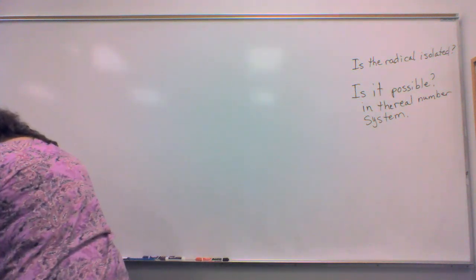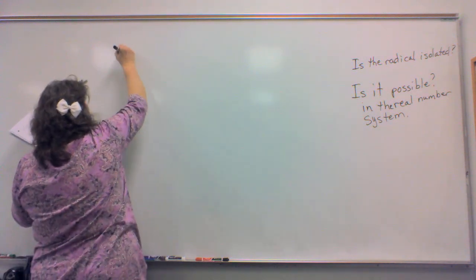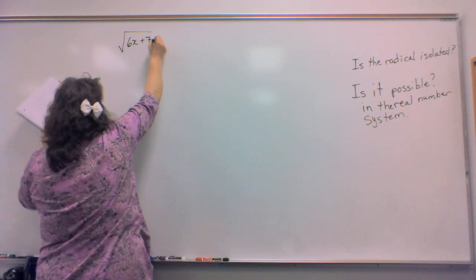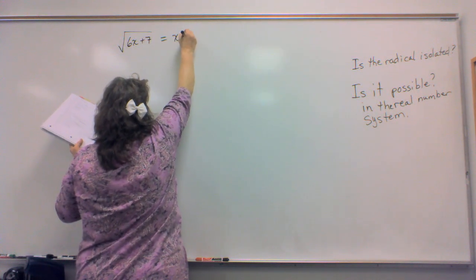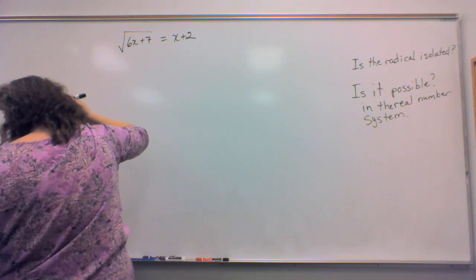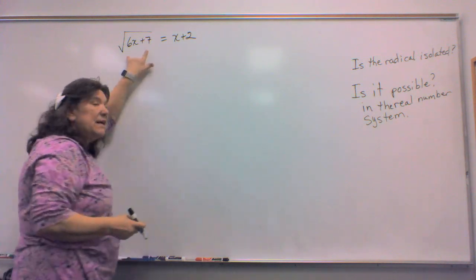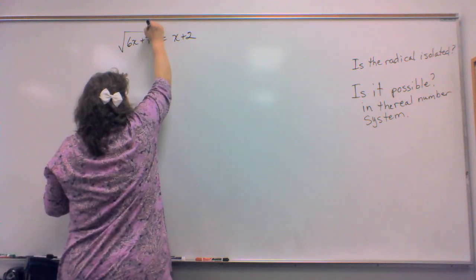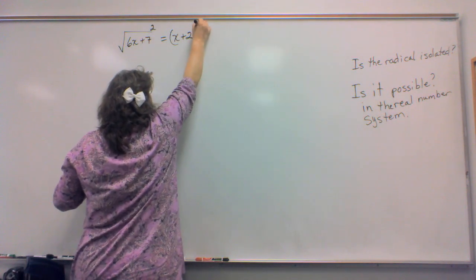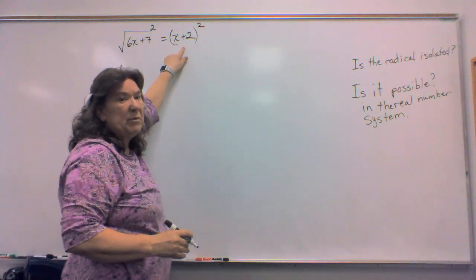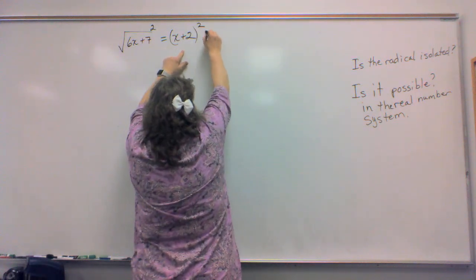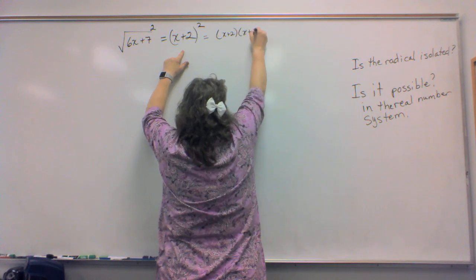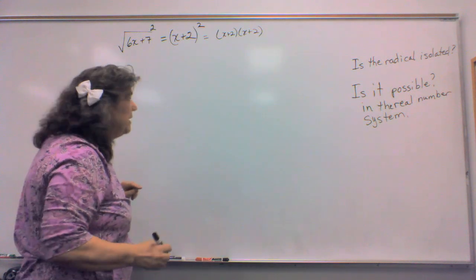So let's look at this. Square root of 6x plus 7 equal to x plus 2. Okay? Again, my square root is isolated. Since it is isolated, we can undo our square root by squaring, but when we square this is going to have to be FOILed. In other words, this is equal to x plus 2 times x plus 2. Okay, keep that in mind.